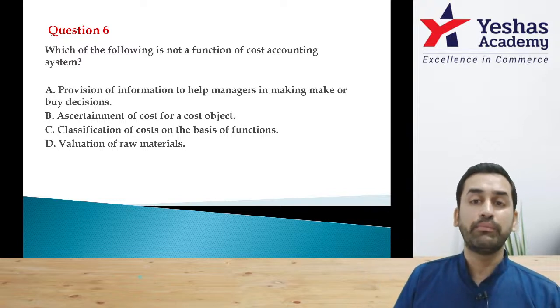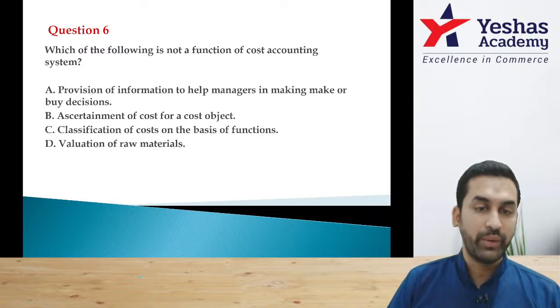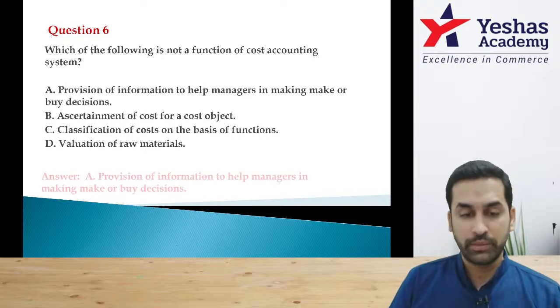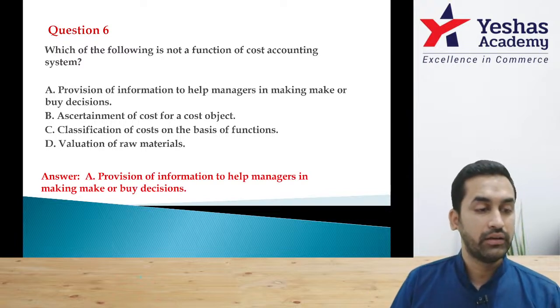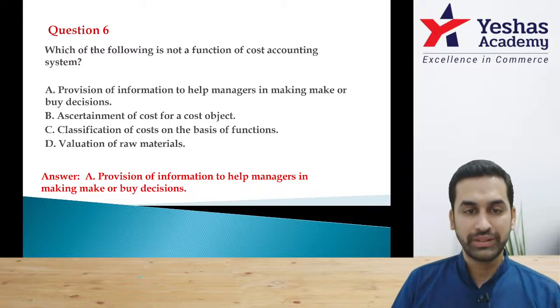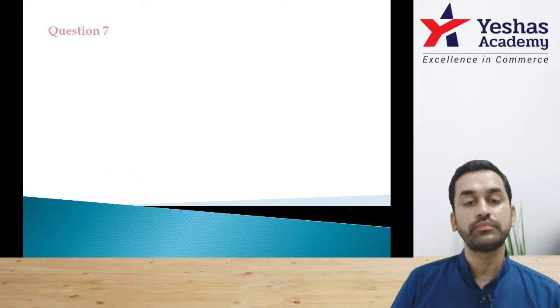Option A is done by management accounting, and very clearly the question says which of the following is not a function. That means option A is the correct answer. Everybody, option A is the correct answer.